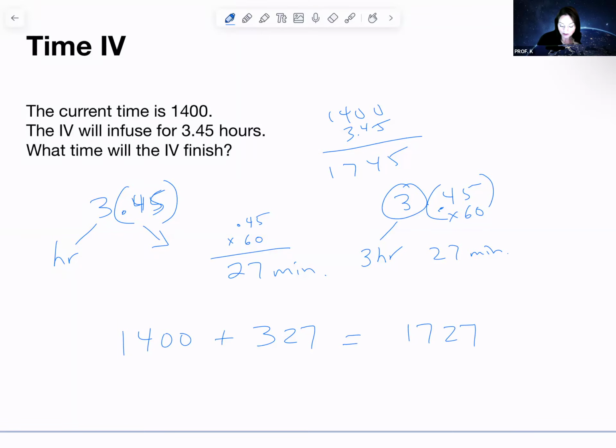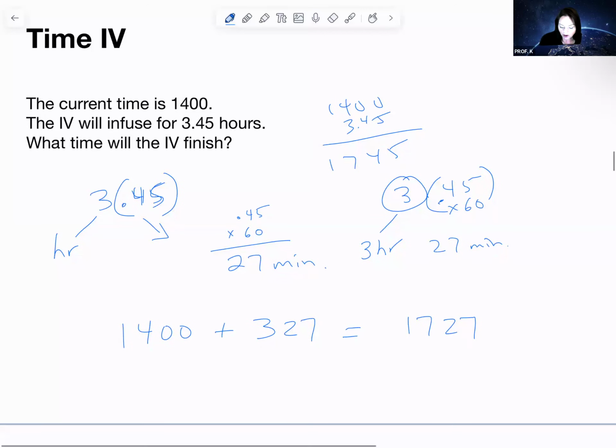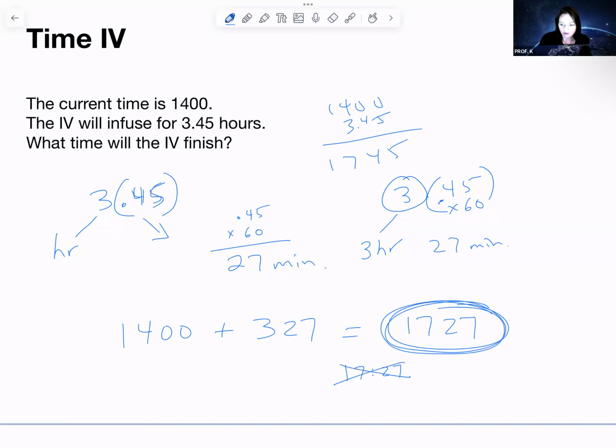And Esther, I noticed one thing. I'm glad you did that. Well, I'm not glad, but when you write military time, you do not use the colon. Military time has no colon. So 1727 is the correct answer.